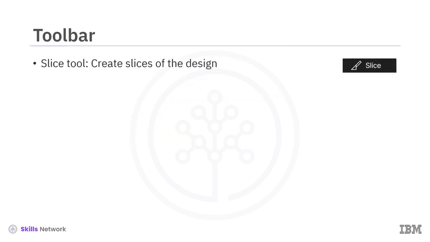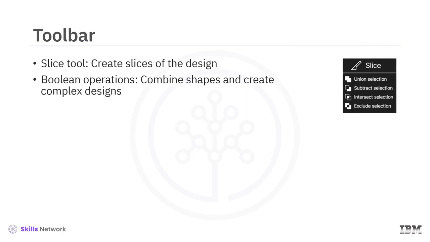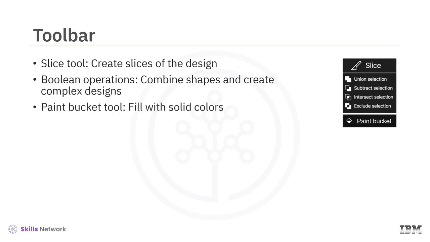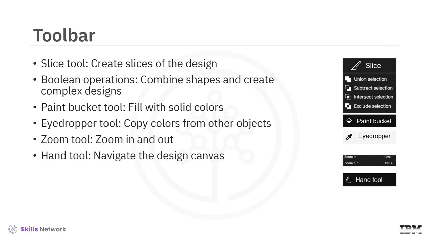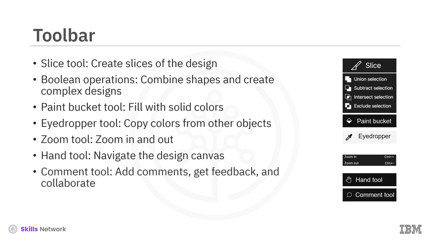The Slice tool creates slices of the design for exporting. With the Boolean Operations tool, you can combine shapes to create more complex designs. The Paint Bucket tool allows you to fill shapes with a solid color. Use the Eyedropper tool to select colors from other objects in your design. Use the Zoom tool to zoom in and out of the design canvas. You can use the Hand tool to move around the design canvas. And finally, the Comment tool allows you to add comments to your design for feedback and collaboration.